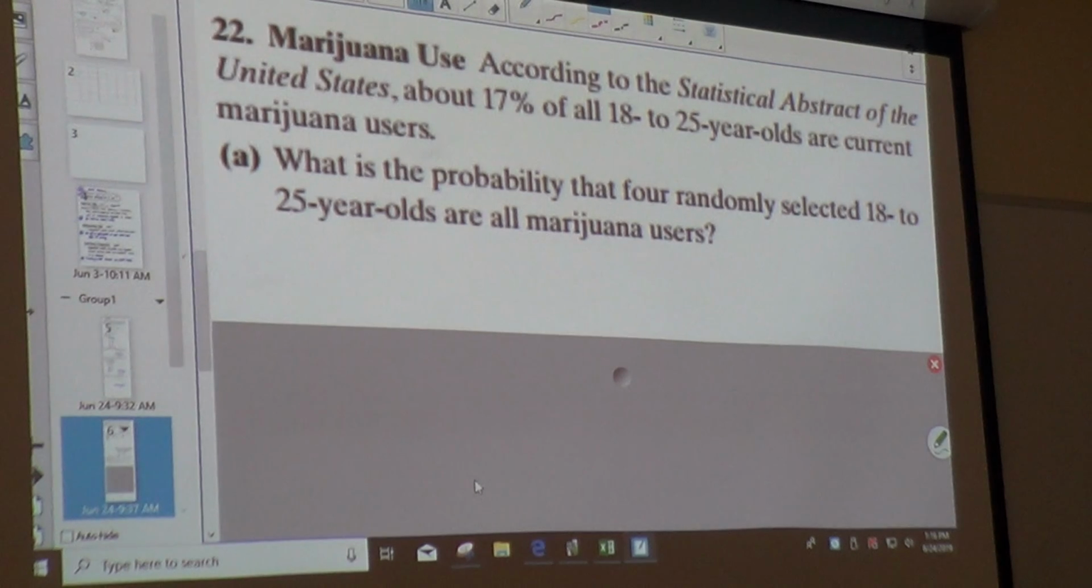Alright, according to some statistical abstract, about 17% of all 18 to 25-year-olds, how many of y'all are 18 to 25? Raise your hand. Okay, over half the class. 17% of y'all are current marijuana users. What is the probability that 4 randomly selected 18 to 25-year-olds are all marijuana users? Right now, your mind is permutations, combinations. Is this a permutation combination problem? No. What kind of problem is this?